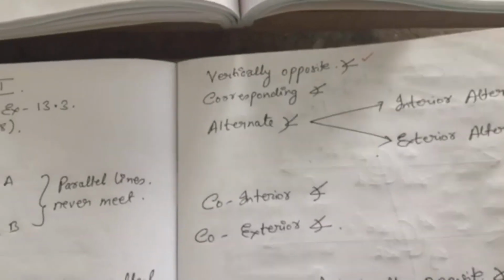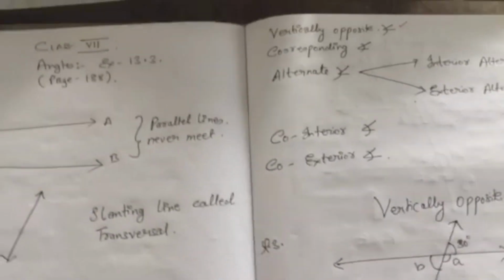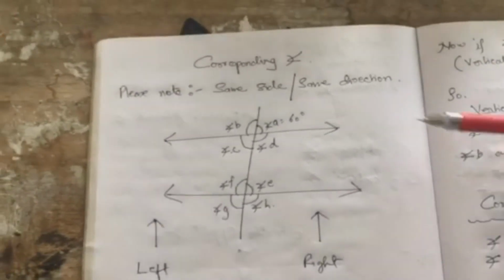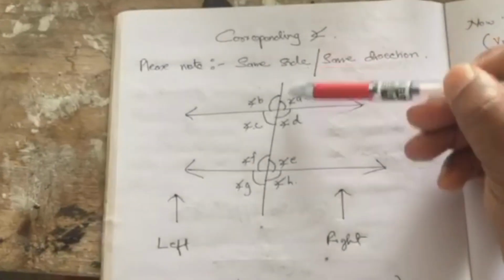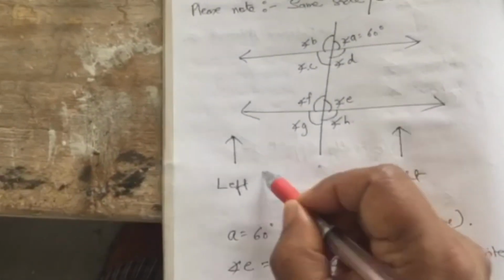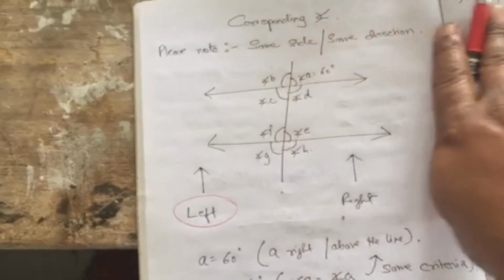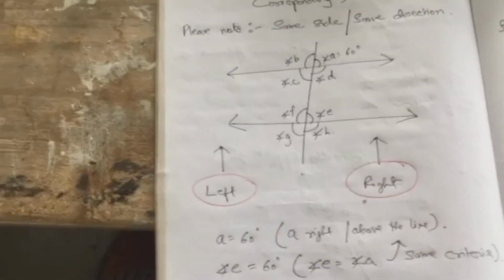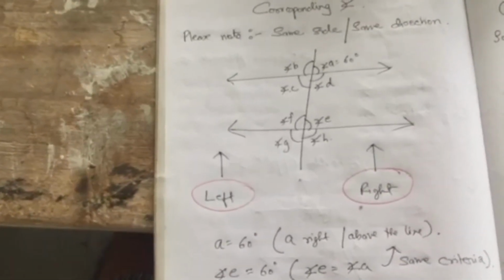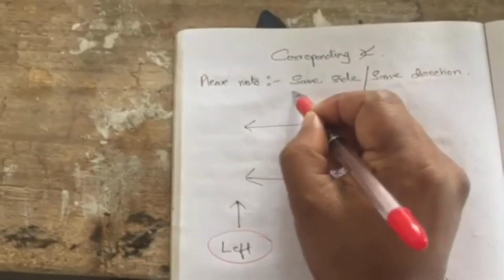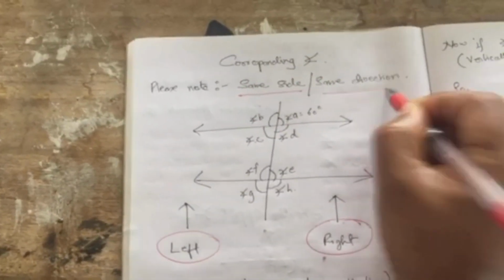Now the second one is corresponding. In order to understand corresponding angles, you first have to understand these types of diagrams very clearly. Here I have made a diagram to make it very clear. When 2 parallel lines are cut by a transversal, it gets divided into a left side and a right side. When you compare 2 angles, if they are corresponding, both angles will be on the same side, and their direction will be the same.